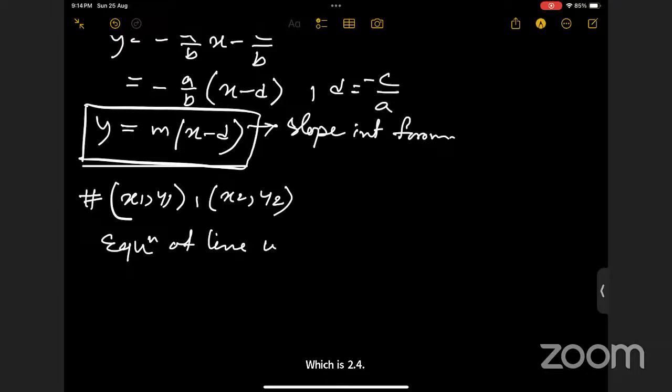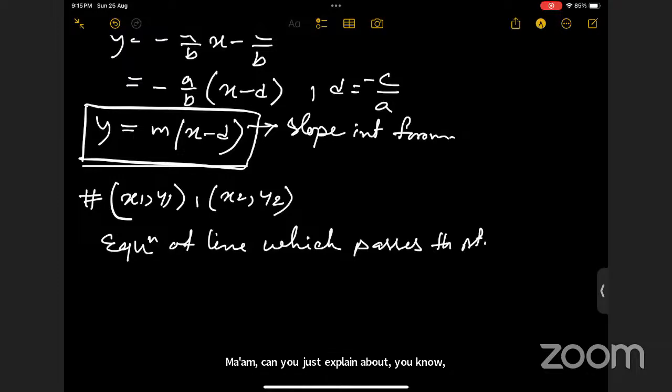Ma'am, can you just explain the slope intercept form graphically?